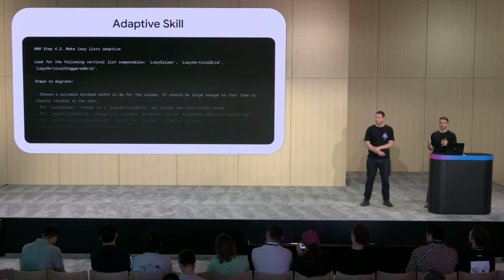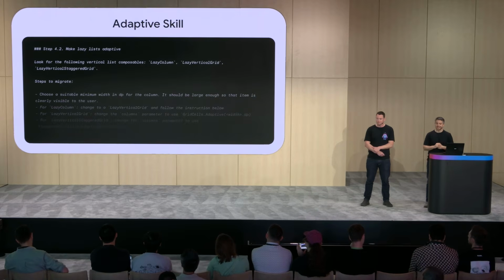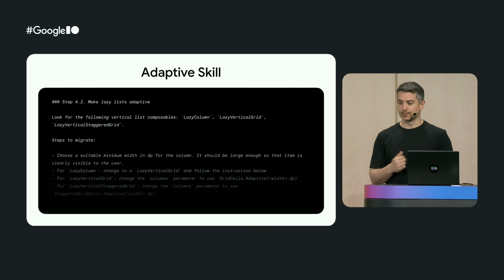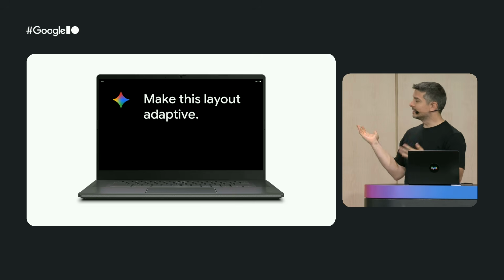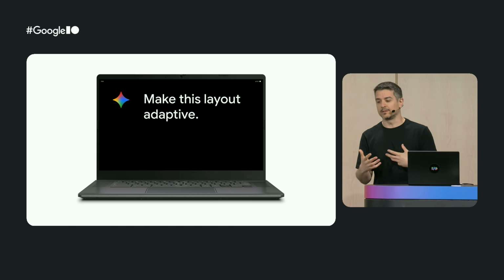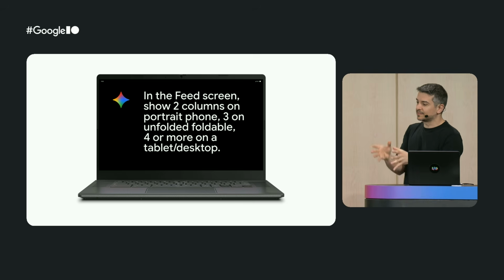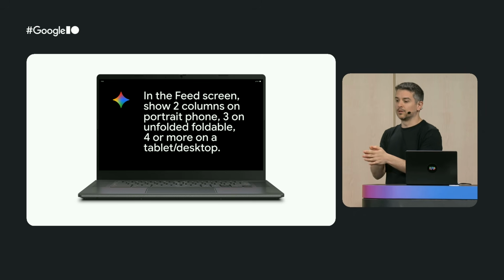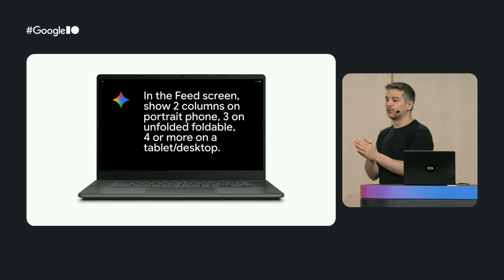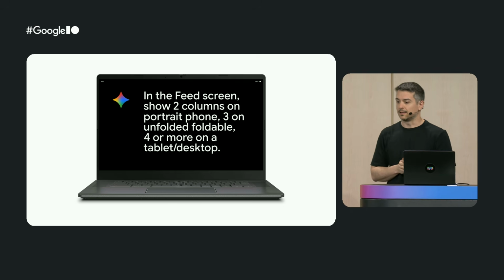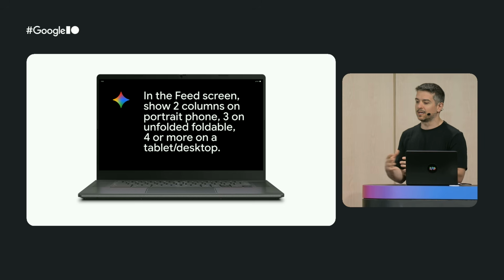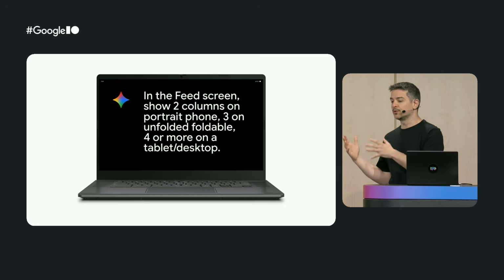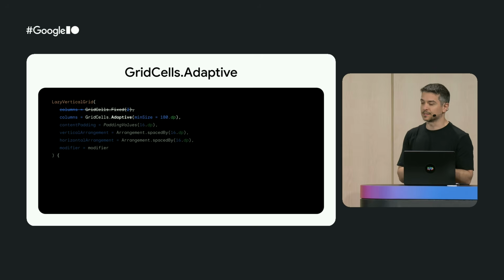We have a section on making lazy lists adaptive. So what prompt do I use to do this? "Make this layout adaptive?" Yeah, this might work, but it would be much better if you are specific about what you want. So show 2 columns on portrait phone, 3 on a foldable, 4 or more on bigger screens. However, you don't have to tell it to use the grid cells API, but it's important to know what's possible so you know that a prompt like this will work first time.